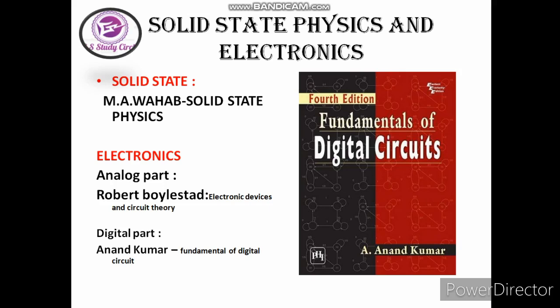The next part is electronics, which has two parts, analog and digital. I suggest two books, one for analog and second for digital. For analog, Robert Boylestad, Electronic Devices and Circuit Theory, and for the digital part, Anand Kumar, Fundamentals of Digital Circuits. You can easily see the look of these books. This is the fourth edition's look, but you must bring the new edition, which is easily available online.